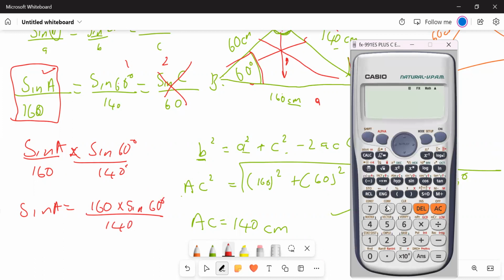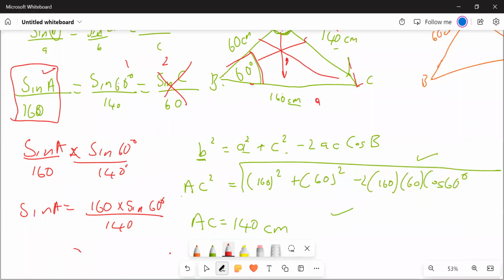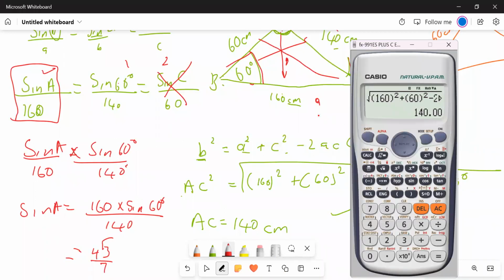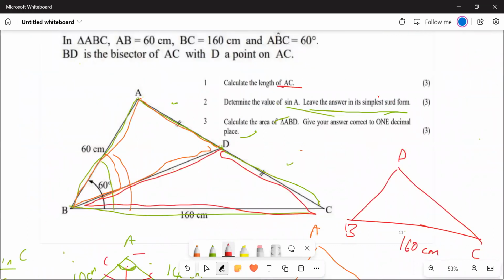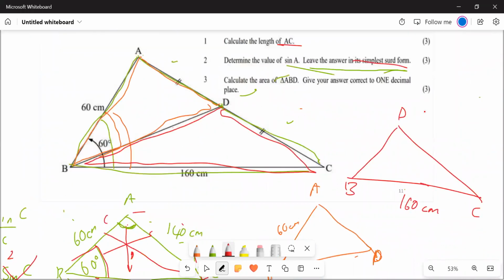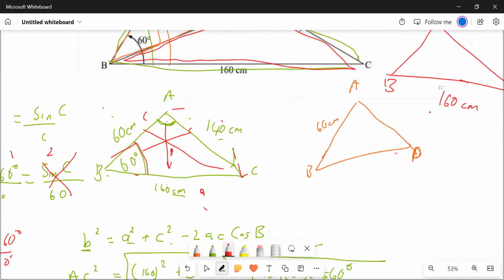You type 160 multiplied by sine 60, close bracket, all over 140. And then this is your answer. Your answer is 4 root 3 all over 7. Now, remember, what did they say here? They said you should leave your answer in simplest surd form. Because you are leaving your answer in simplest surd form, it means you stop there. You don't have to do anything more. So where are you going to get your 3 marks then? Let's go and check.